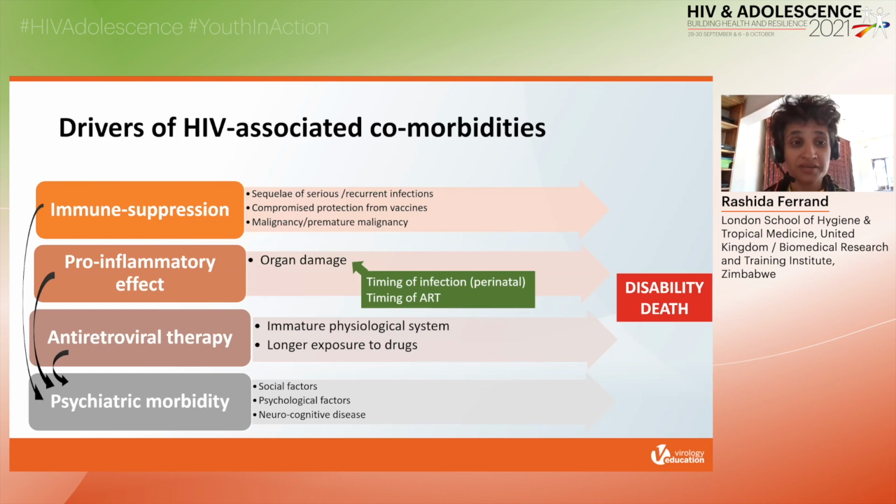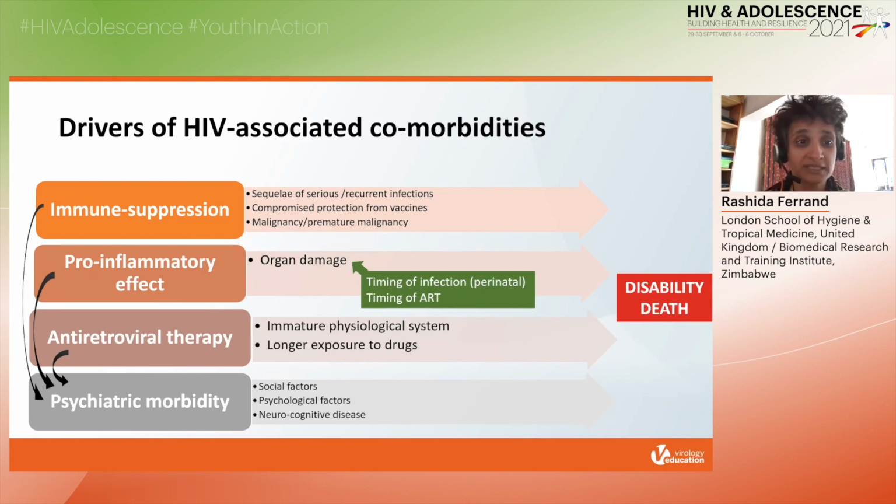A third reason for associated morbidities is antiretroviral therapy itself. There is a difference in the way children process drugs, and they have an immature physiological system when they start drugs compared to when adults do it. And we also know that they start and are on exposure to drugs for a longer period, at least a decade longer than adults would be expected to do.